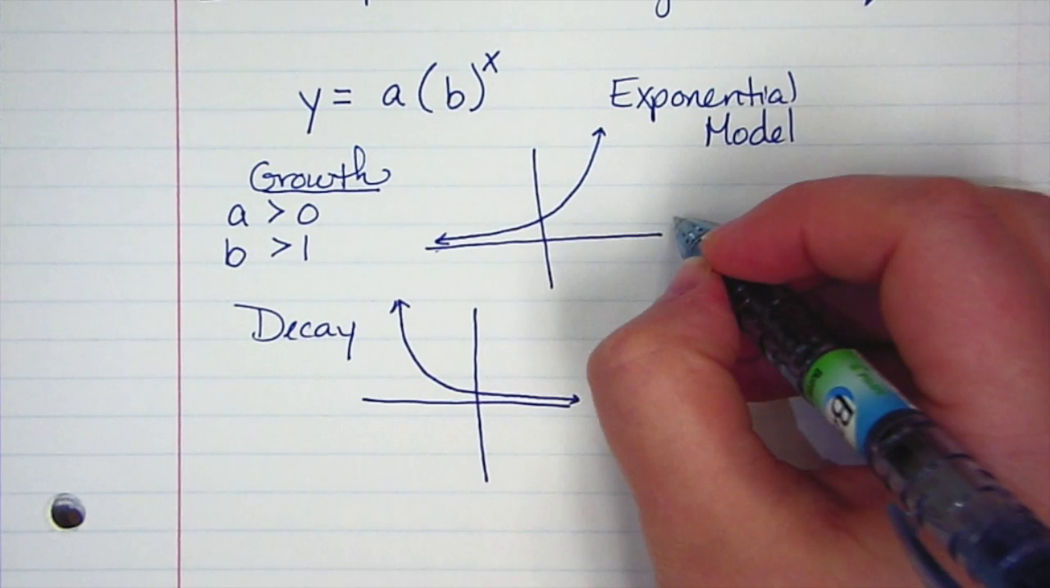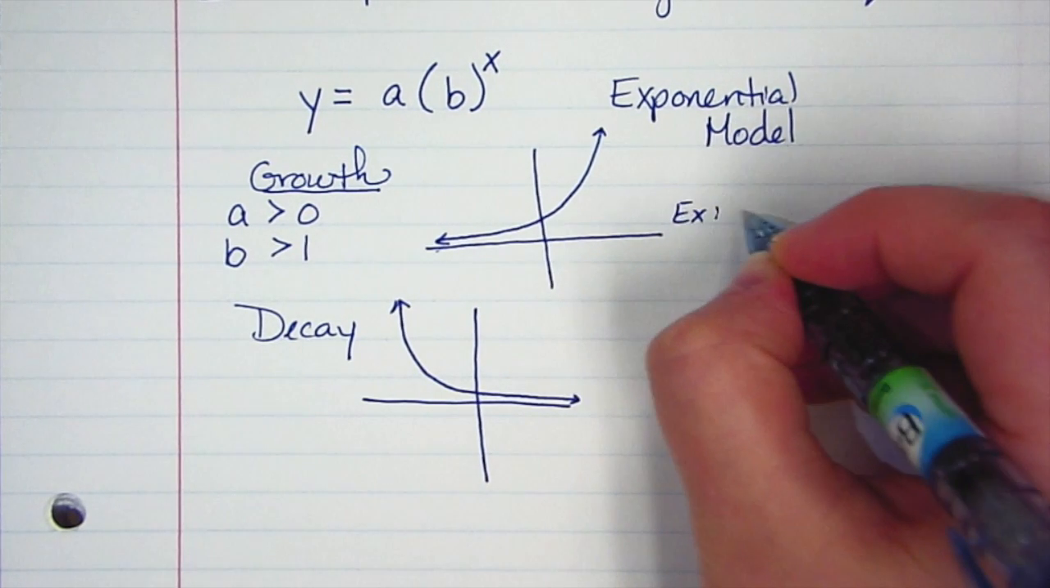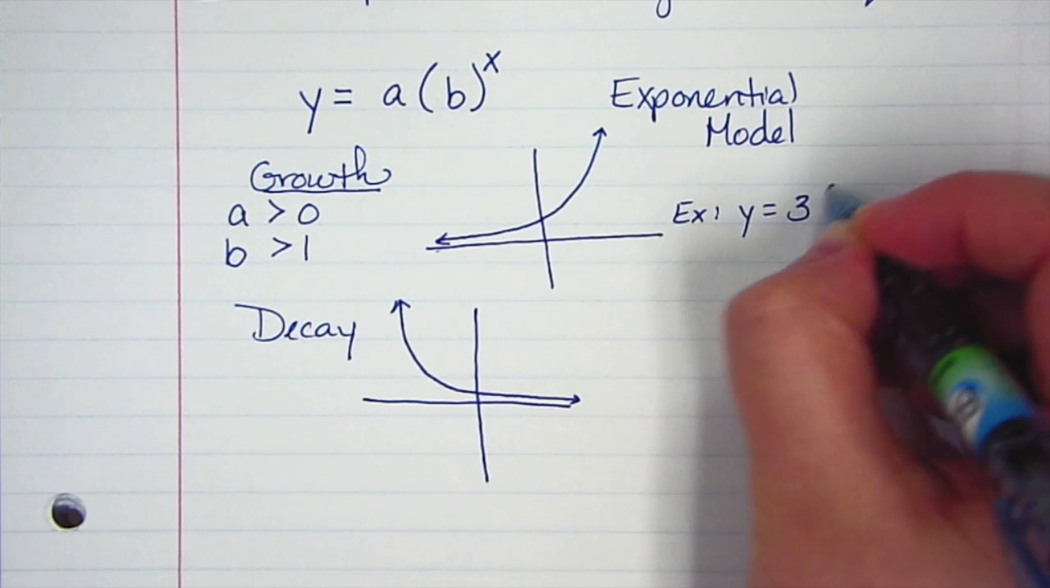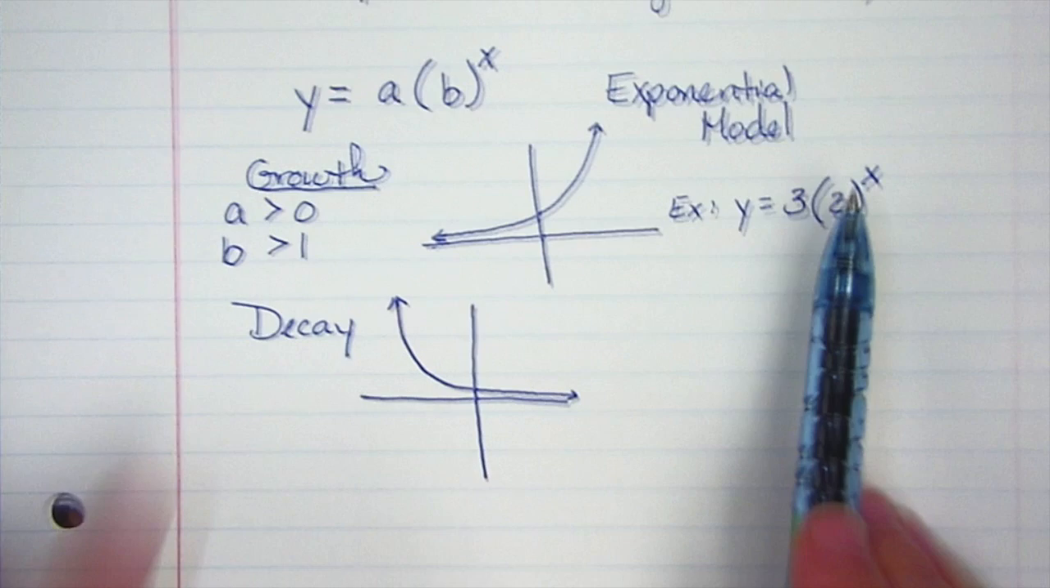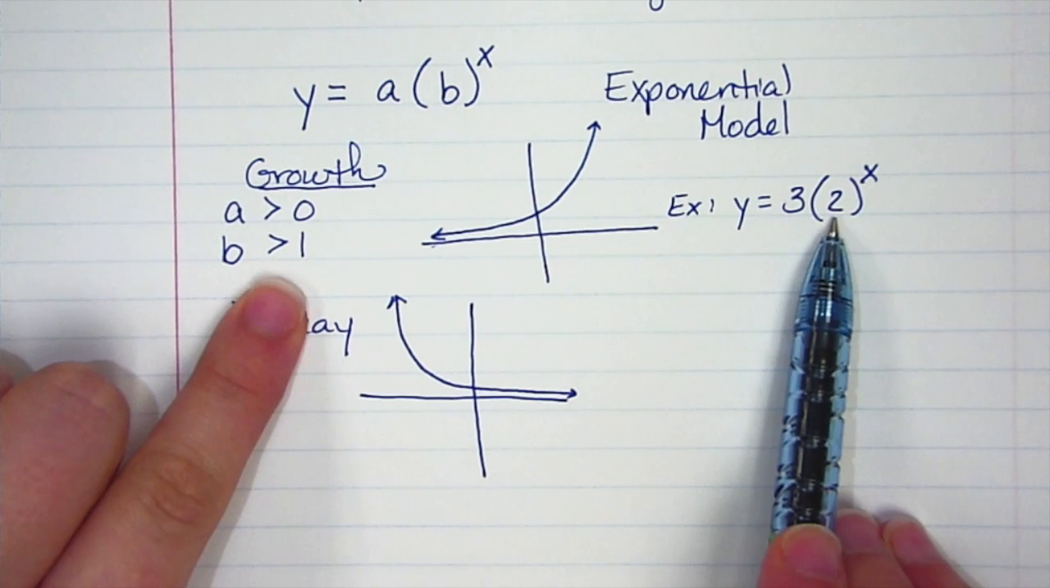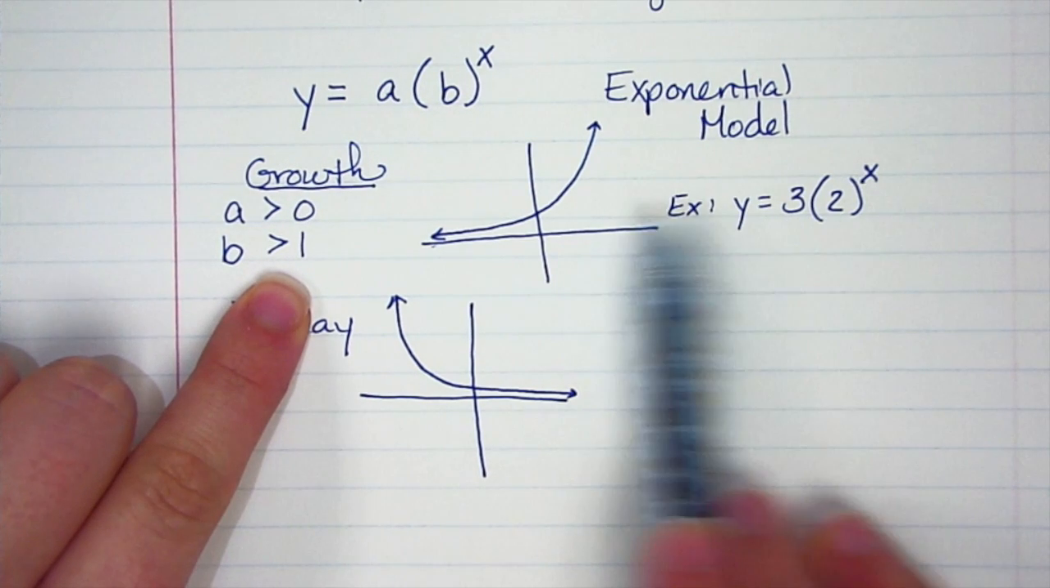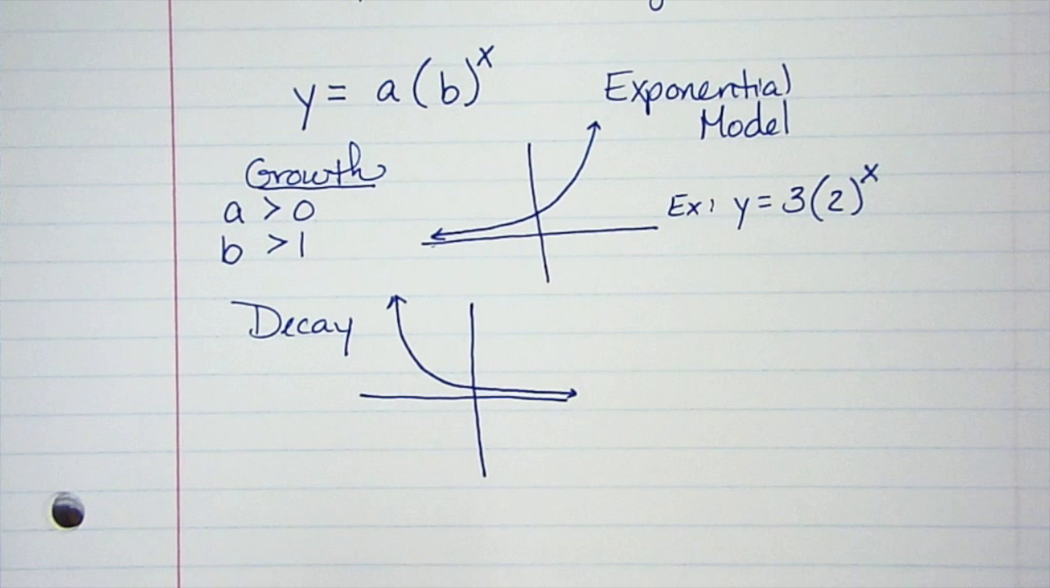So an example equation for that might be y equals 3 times 2 raised to the x power. Our a is greater than 0 and our b is greater than 1. So we would expect this to represent some kind of an exponential growth model.